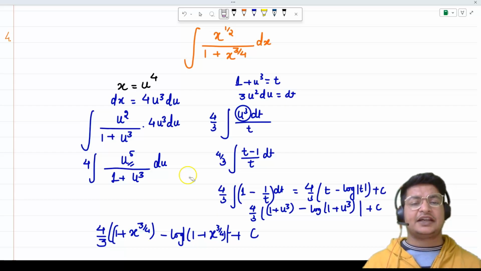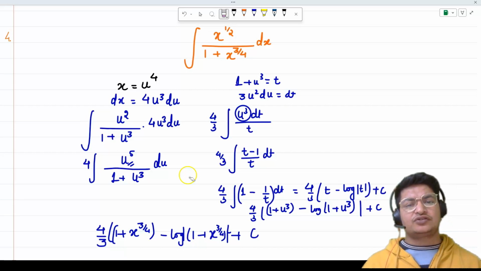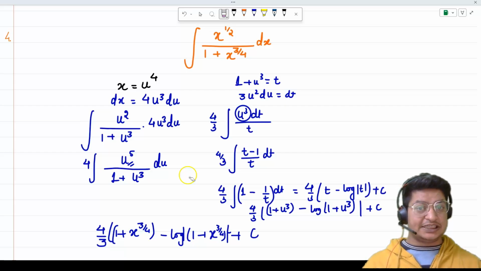So this is the basic and important concept that we applied to solve this problem. Hope you have understood each and everything.